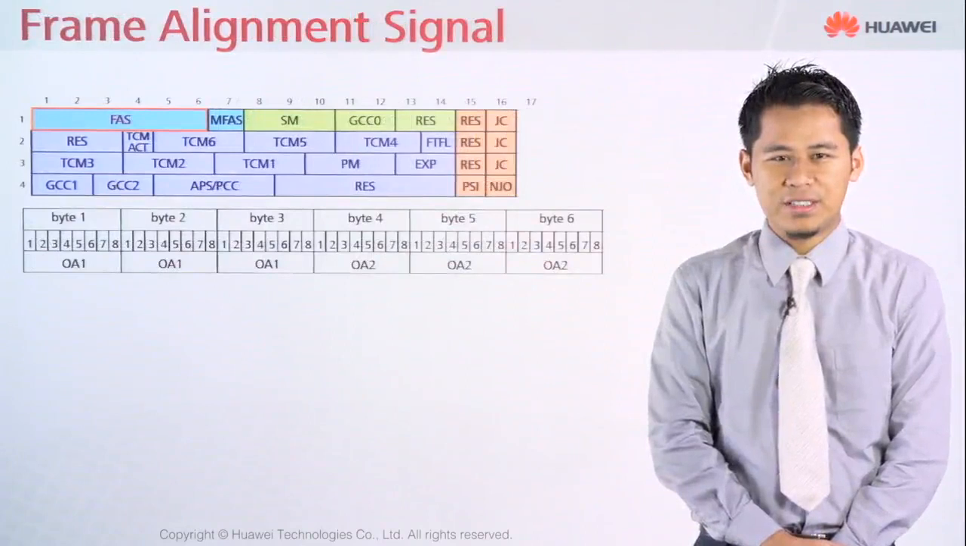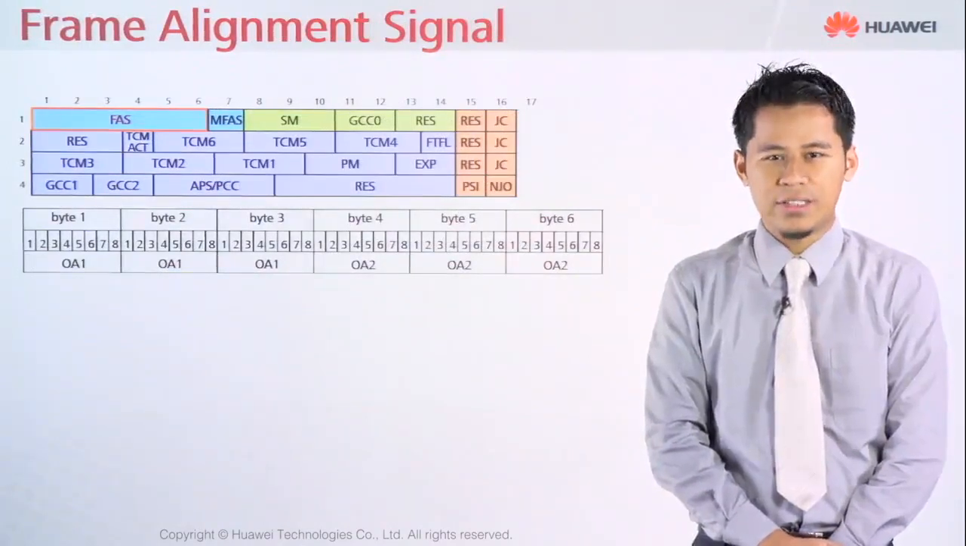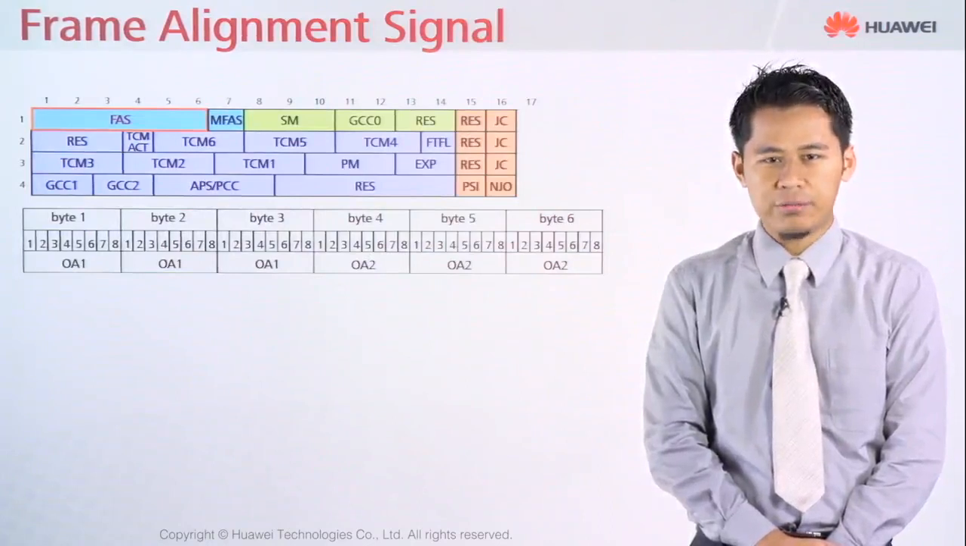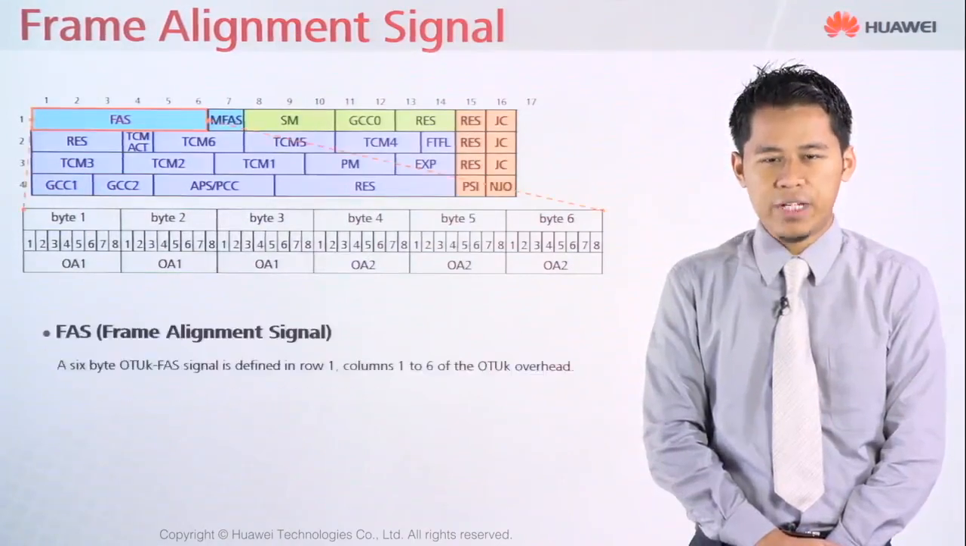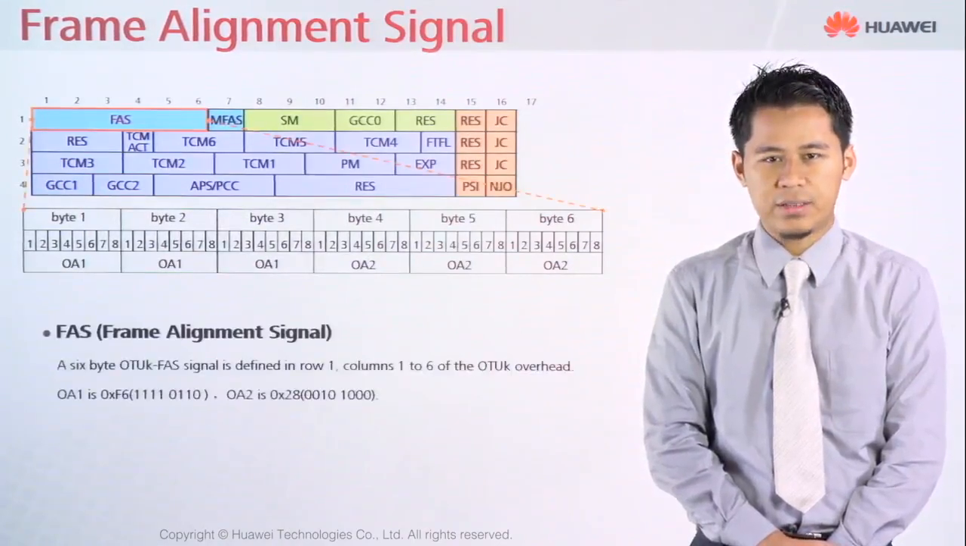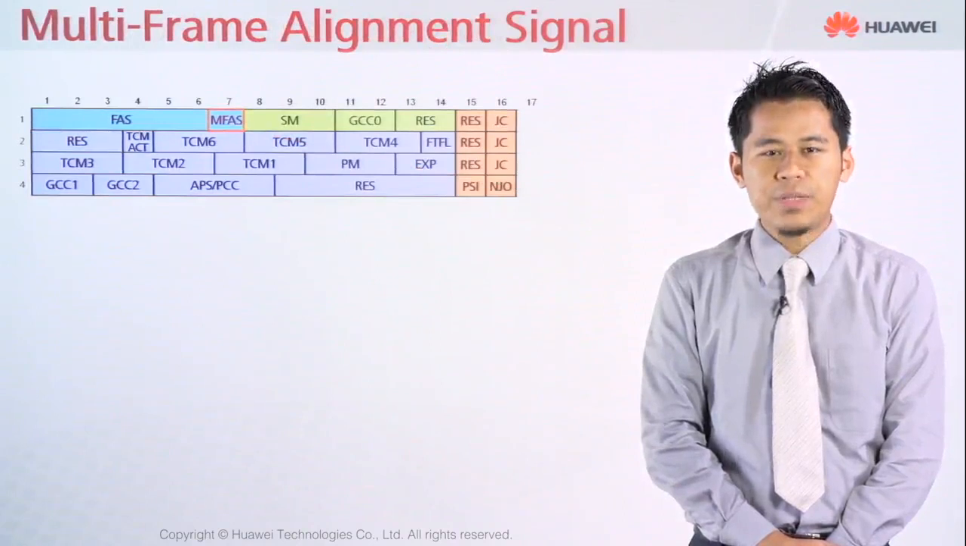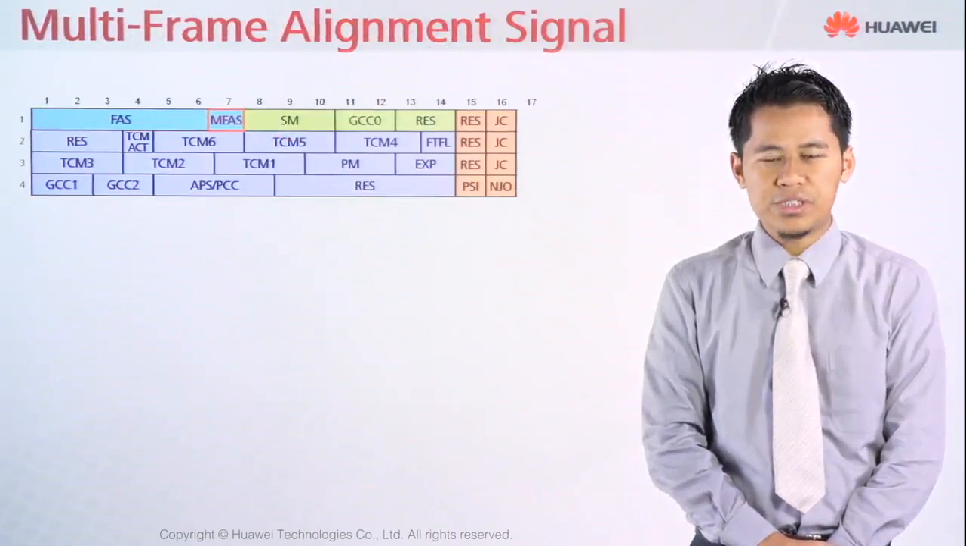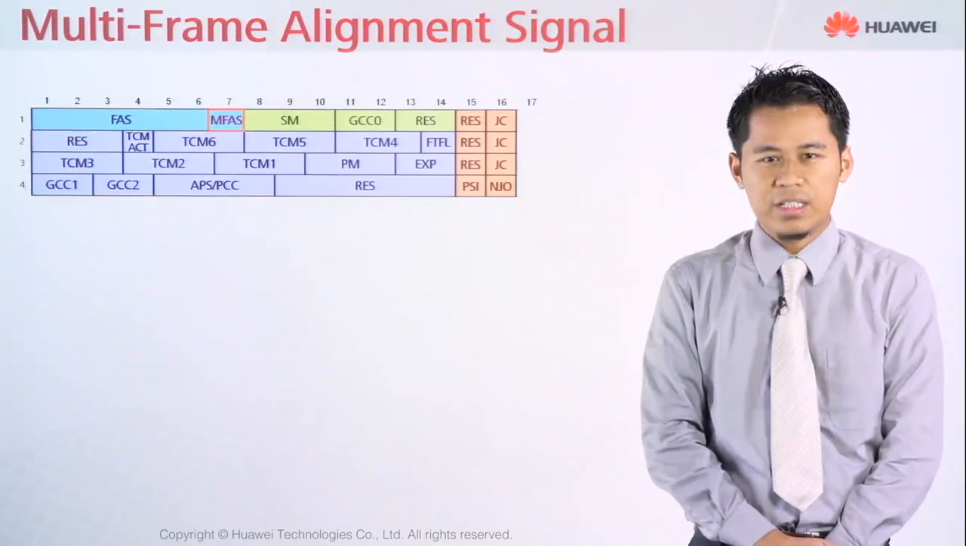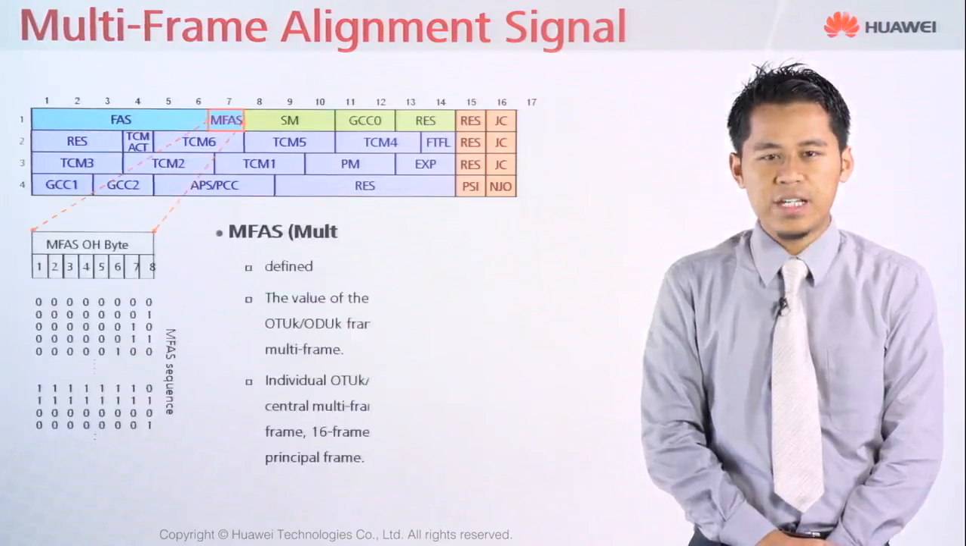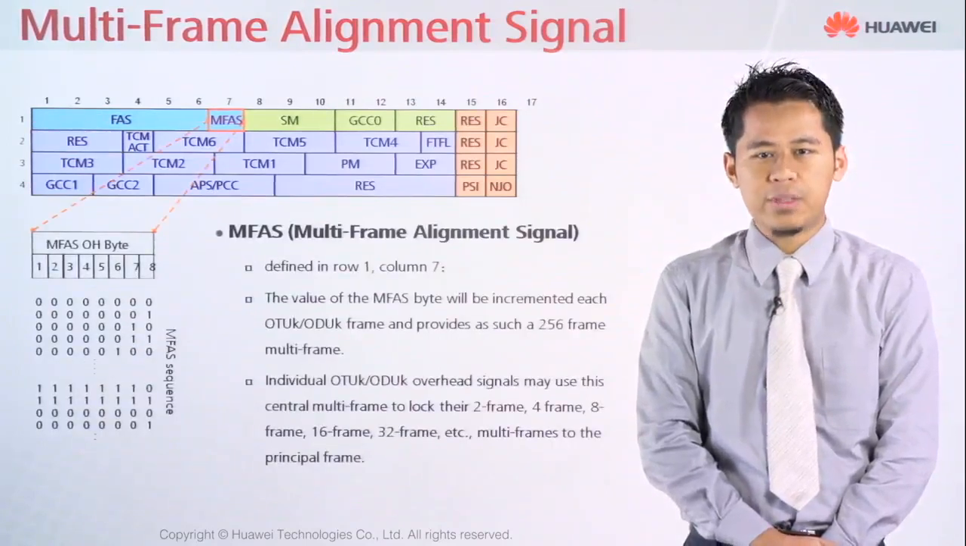Frame alignment signal from byte 1 until byte 6. As you can see, frame alignment is very important in the OTN frame. Each byte contains 8 bits for the frame alignment processing. The second one will be the multi-frame alignment signal, which is in byte number 7. It has a similar function to the FAS. As you can see, it can support multiple frame alignment that will come to this OTN frame.